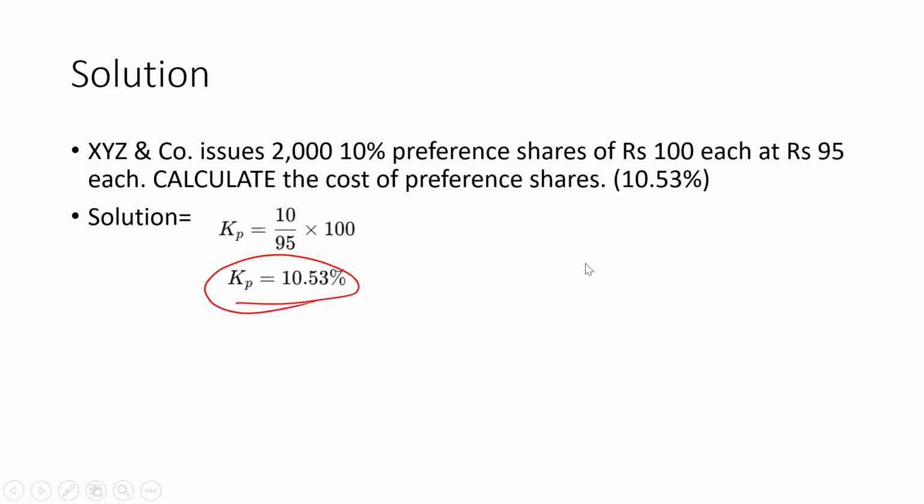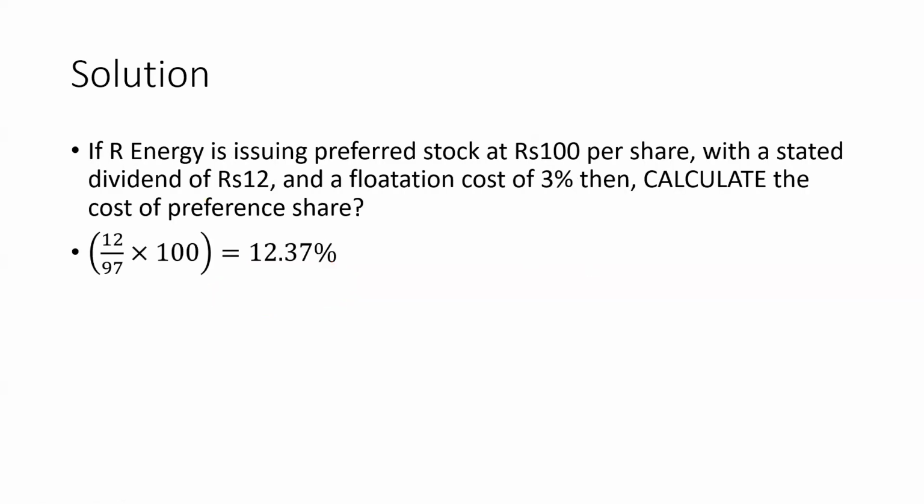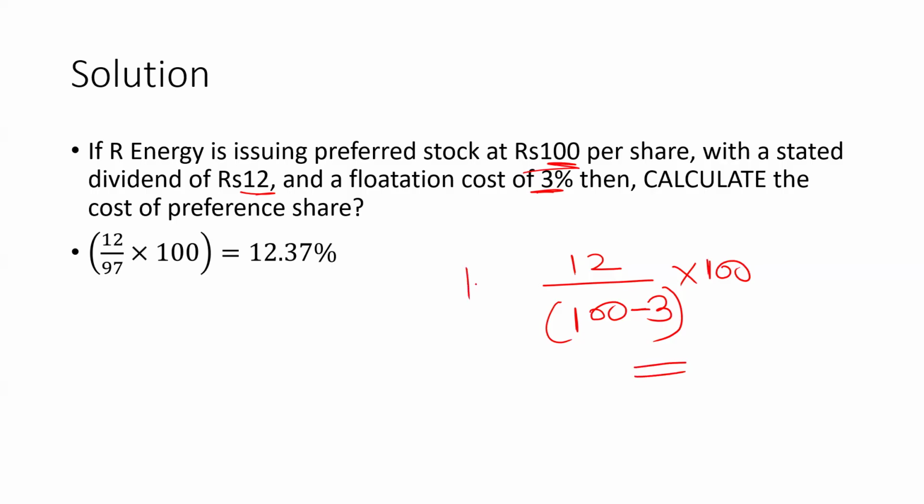Now, going further, the next question: if R Energy is issuing preference stock of 100 rupees per share, the price is 100 rupees with a dividend of 12 rupees, and the flotation cost is 3% of your price. Because there's no face value here, you'll calculate on the price only. Price is 100 minus 3% on 100. If you multiply with 100, you will get it in percentage. You are getting it right. So this will be 1200 by 97. That is your cost of preference share.